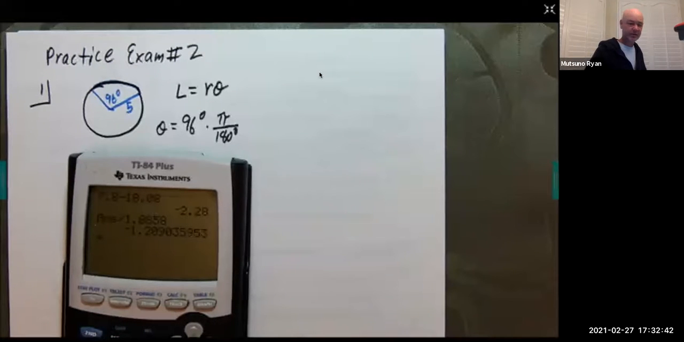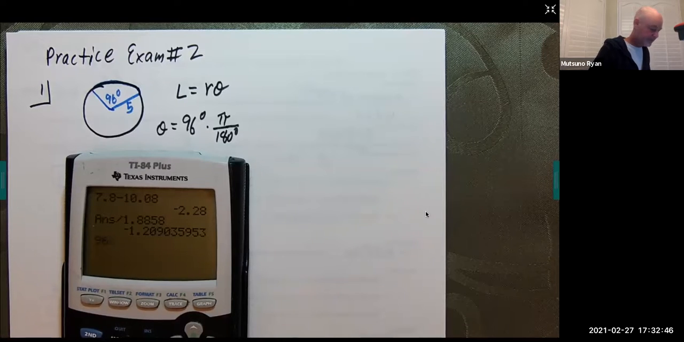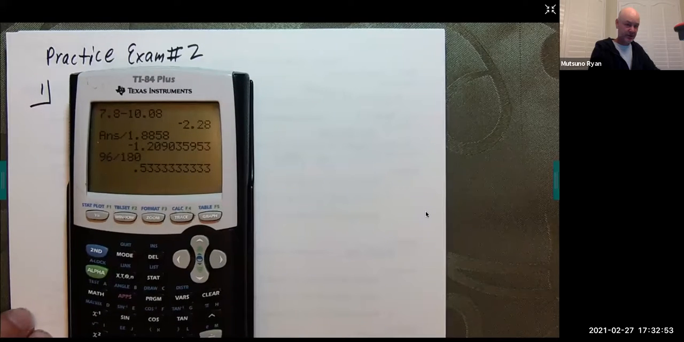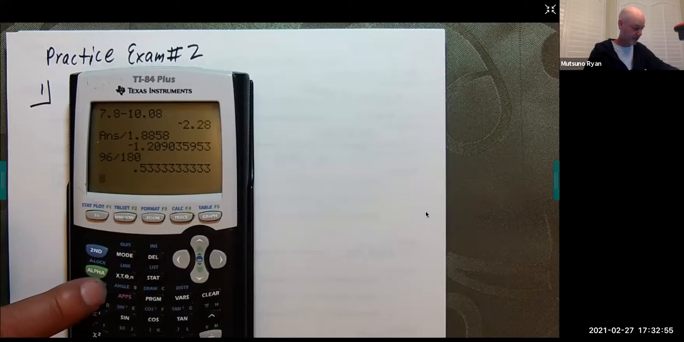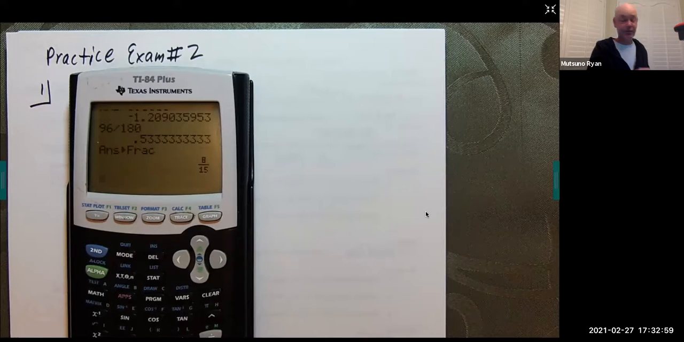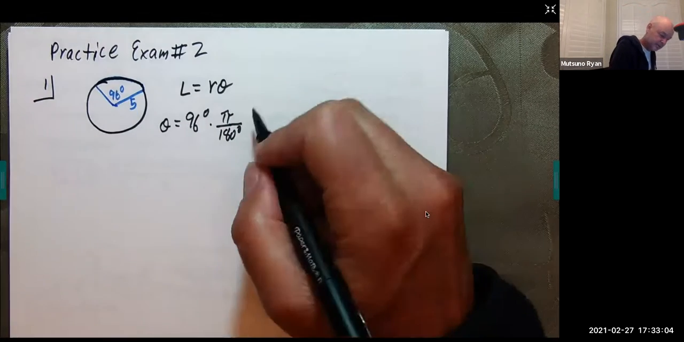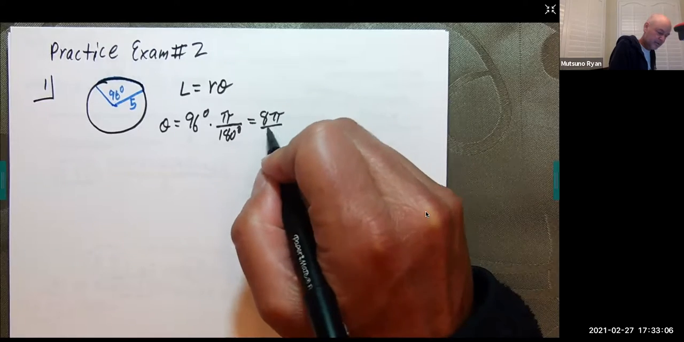For now, we'll have a decimal answer at the end, but so this is going to be 96 divided by 180. I'm going to show you a fancy trick here. If you want to convert that to a fraction on this type of calculator, you hit math and change it to a fraction. And it reduces it for you and everything. So that is 8 over 15. So this becomes 8 pi over 15.